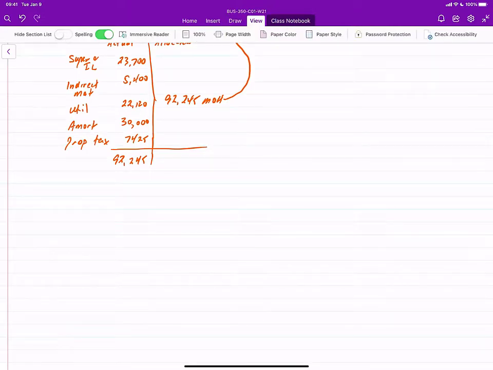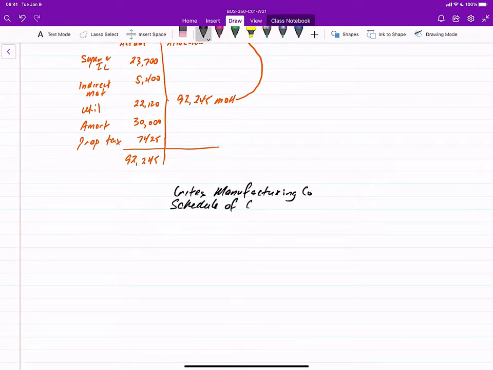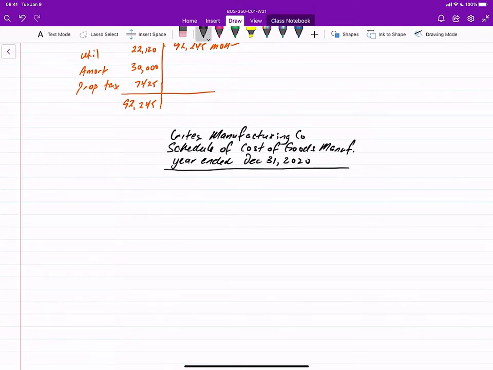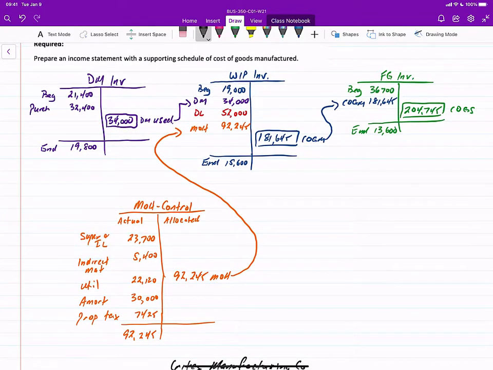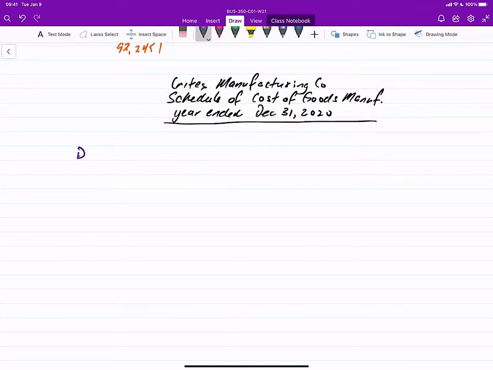The name of this company here is Crete Manufacturing Company, and this is a schedule of cost of goods manufactured. We like, in good form, to write a title, for the year ended December 31st, 2020. So what we do is we start our cost of goods manufactured. The example that we saw in the text started with the work in process and then had the work in process at the end, or we can deal with it like this, where we have the three particular elements: materials, labor, and overhead. Okay, so I'll do it this way, where we start with a section for direct materials.